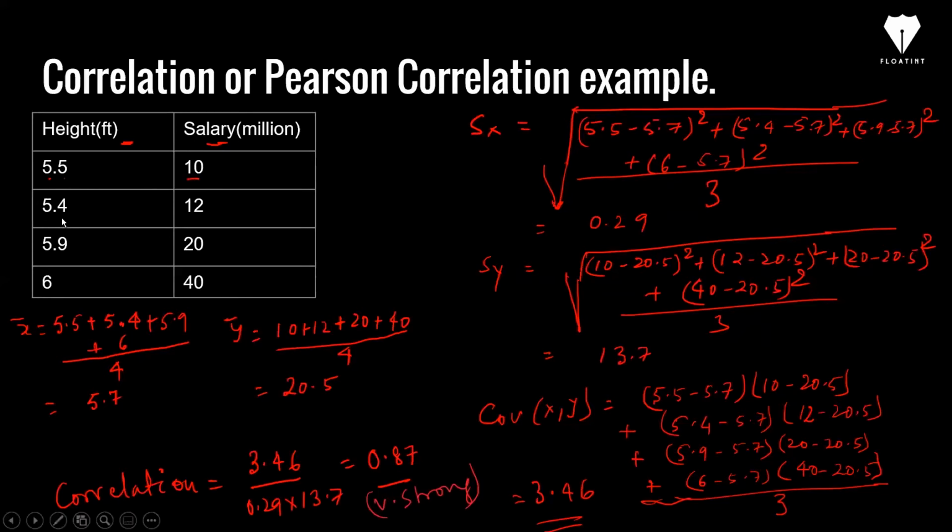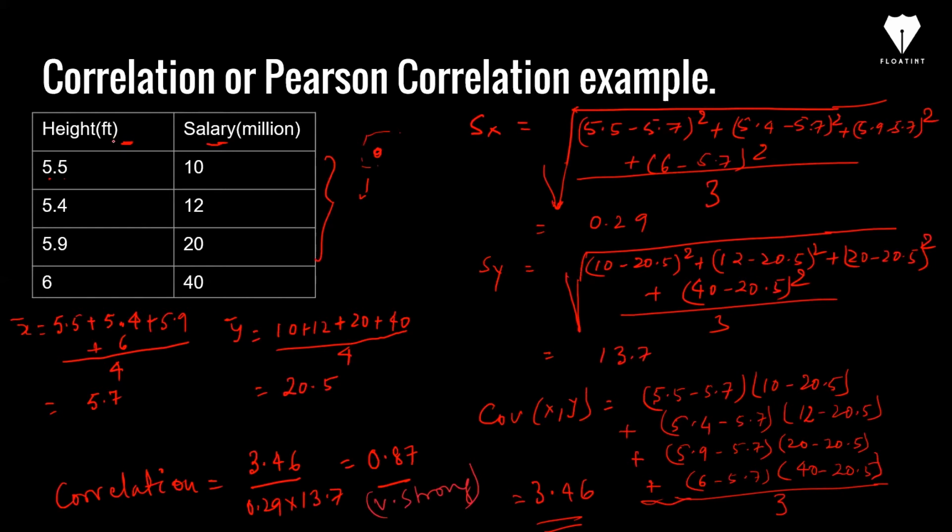If height is 5.4, then salary is 12; 5.9, 26; and 40. So what is happening here? I took a sample from the population, with four observations, just to explain how correlation is calculated. This is a very small sample, just to show you the calculation and what we are going to achieve.